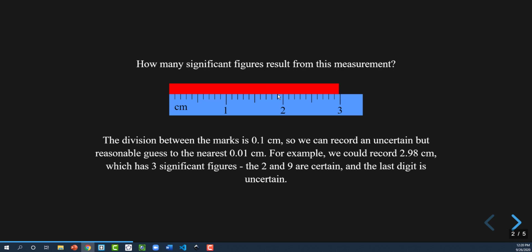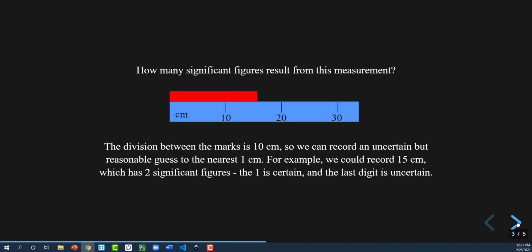Look at this measurement here. I can see that the distance between the spaces is 1/10 of a centimeter. So that means I can guess to the hundredths place. So how many significant figures do I have? I'd estimate this to be 2.98. Here's the 2, that's certain. I can see that it's 2.9 for certain, and that last digit is an estimate. So I have here 3 significant figures, the 2 and the 9 that are certain, and then that one estimate, that one uncertain digit.